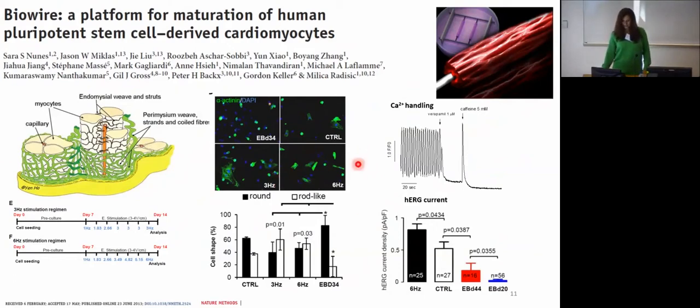You can see that at the end of this, especially in this boot camp 6 hertz group, we get rod-shaped cells compared to the embryoid body, time-matched controls, where the cells are still round. These cells now fire calcium transients in response to caffeine. We can definitely see that we have more HERG current, which is very important for drug testing, as I said before, because molecules that block this HERG channel can cause very serious arrhythmia and death. If you look at what we started from, these EB day 20 cells have very, very little HERG current, and this protocol definitely enhances it.